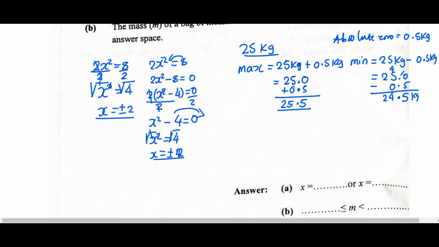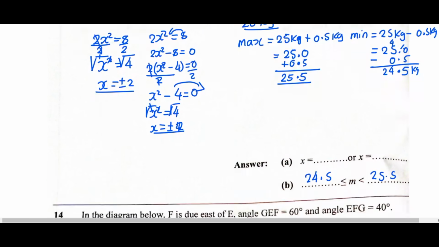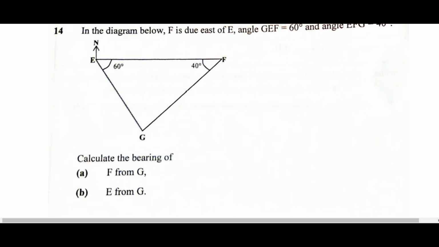If you look at the symbol here, we can see that the first number that we are supposed to put here must be the lower. So the lower is 24.5. Then the greater will be here, 25.5. This means that we are looking for the number that is in between 24.5 up to 25.5. So we can now move on. So we go to question 14.